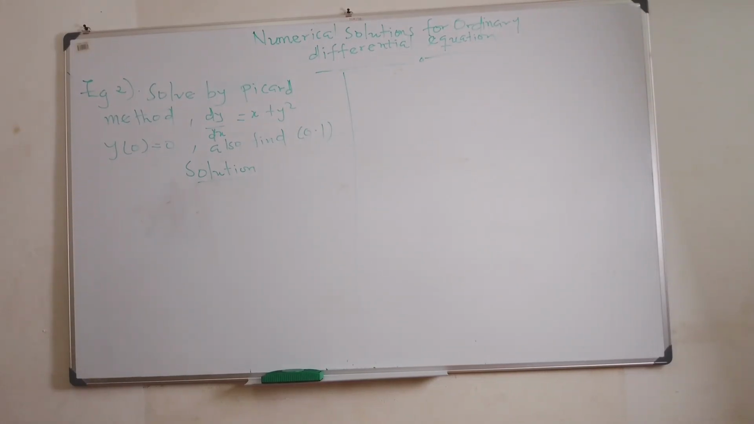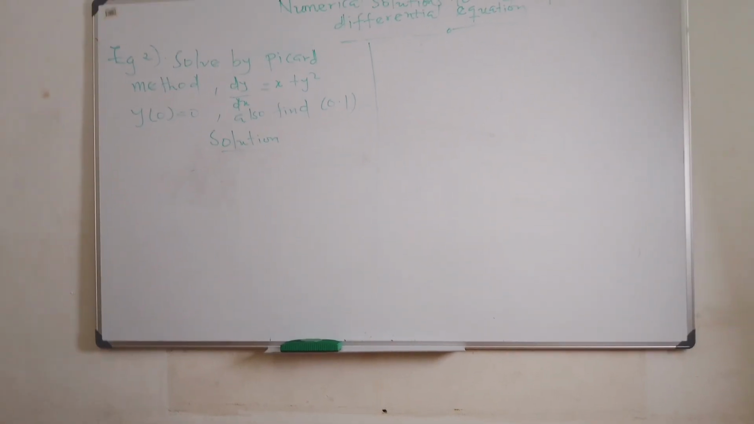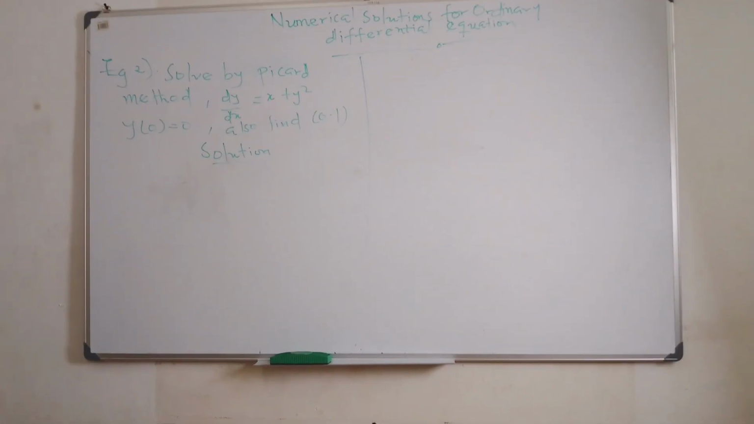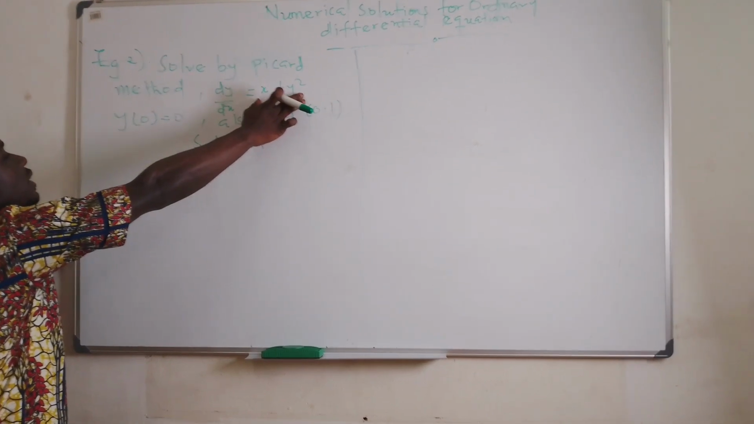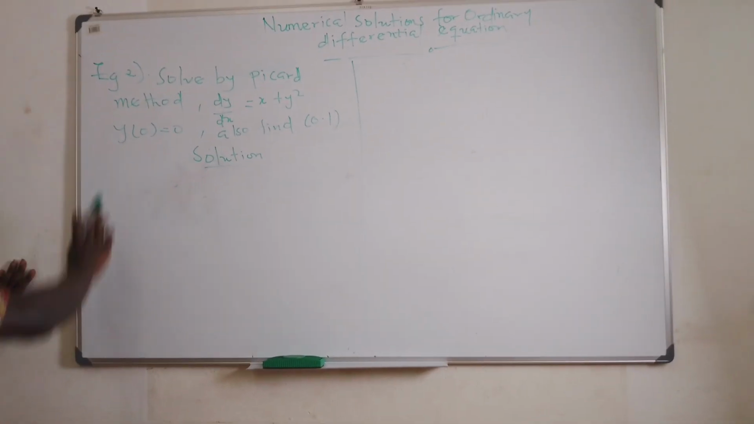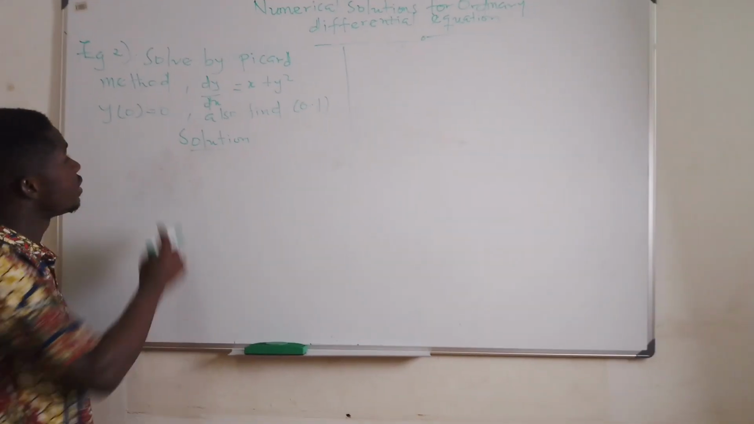This is the second example. We are to solve by the Picard method. That is, y prime equals x plus y squared. This is the function that we have been given, and this is our initial value, y of 0 equals 0.